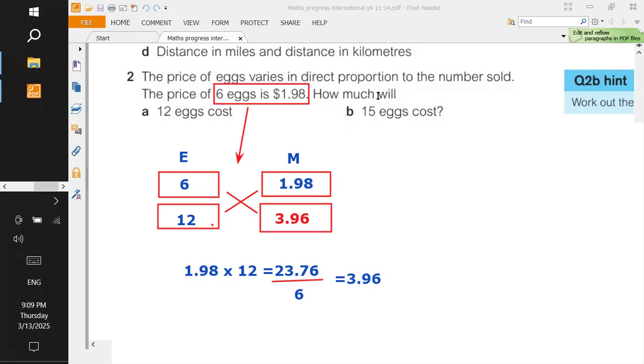Same idea with 15 eggs. I just take 15, put it instead of the 12, multiply it by 1.98, and then divide the answer by 6.